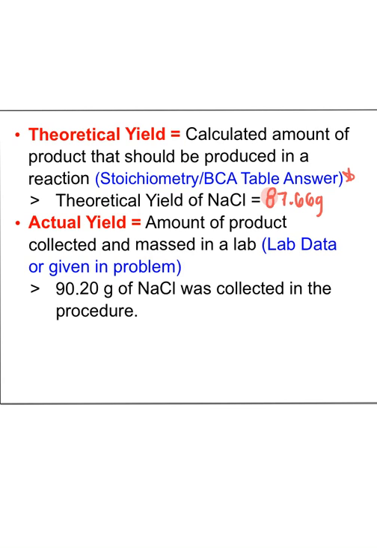Actual yield is how much you actually make in the lab. So usually this is going to be provided for you in the word problem, or you will actually do the lab yourself. So I snuck into Legend, even though it's locked down, and I actually mixed those 2 amounts of the reactants and made some product, and I actually collected it in the lab. So I did the reaction, I separated the NaCl product, I let it dry, I put it on a balance, and it actually weighed 90.2 grams. So we have 90.2 as my actual and 87.66 as my theoretical, the calculated, what I should have gotten.